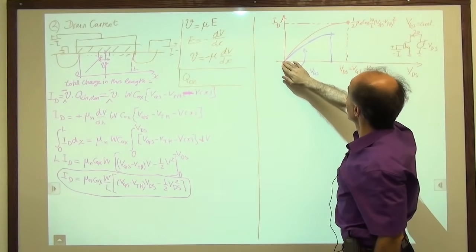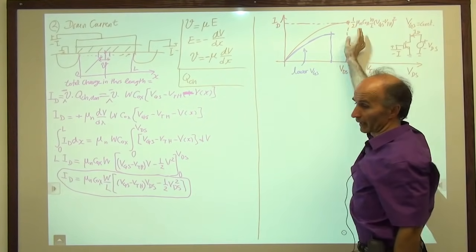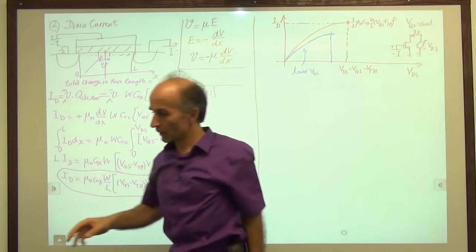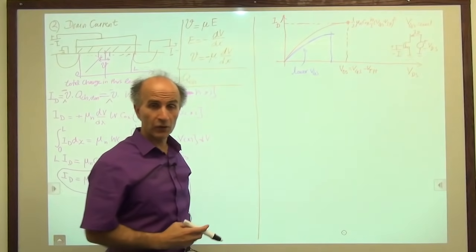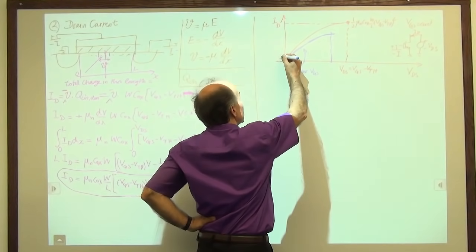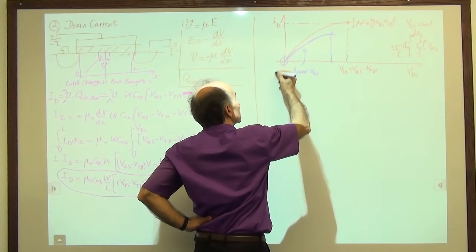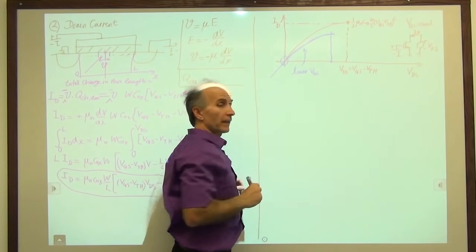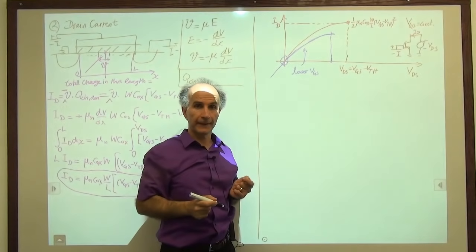Okay, so that's a simple equation that tells us how ID depends on VDS in this regime, right? As we go from VDS equals zero to some maximum value. Now, something peculiar that happens in the structure, and I mentioned briefly before, is right around here, there's no current, right? ID is zero.